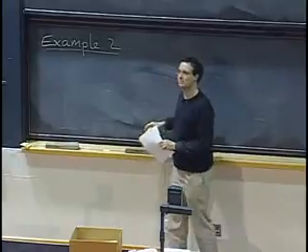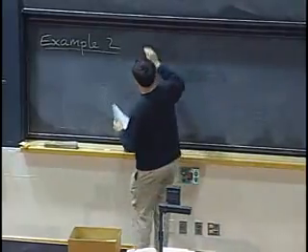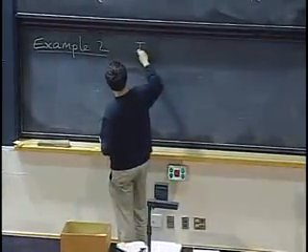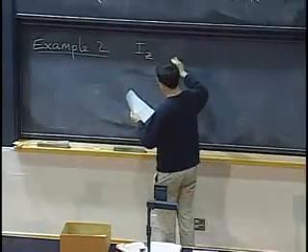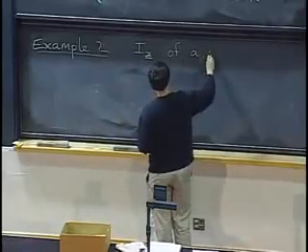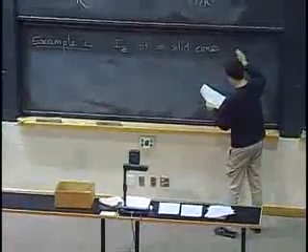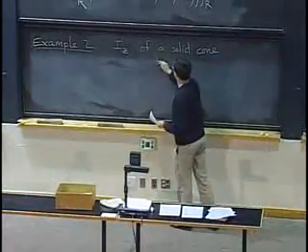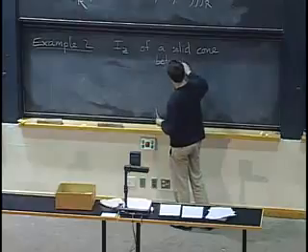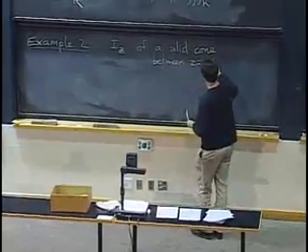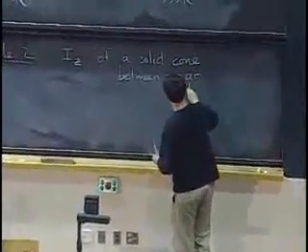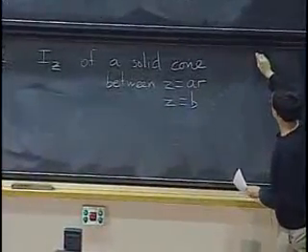No? Okay. So let's find the moment of inertia about the z-axis of a solid cone between z equals a times r and z equals b. So just to convince you that it's a cone.